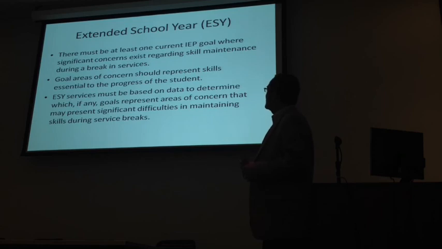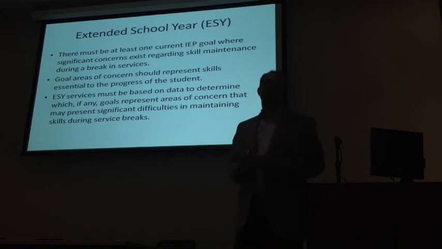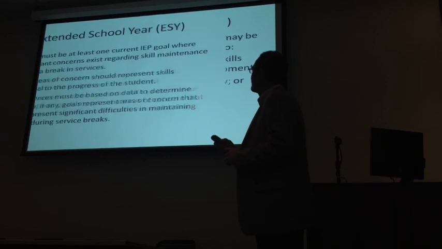There must be at least one current IEP goal where significant concerns exist regarding skill maintenance during a break of service. These are the three areas that you have to consider when determining whether or not a student needs extended school year services. Okay? Goal areas of concern should represent skills essential to the progress of the student, and ESY services must be based on data to determine which, if any, goals represent areas of concern that may present significant difficulties in maintaining skills during service breaks.